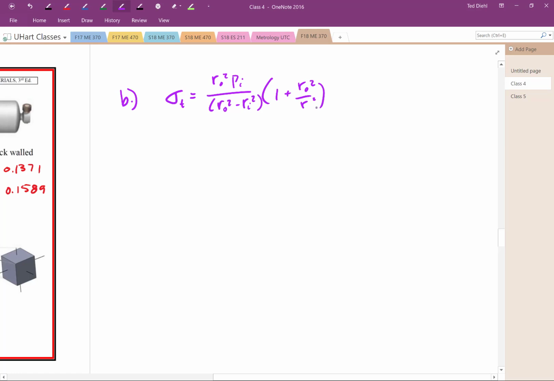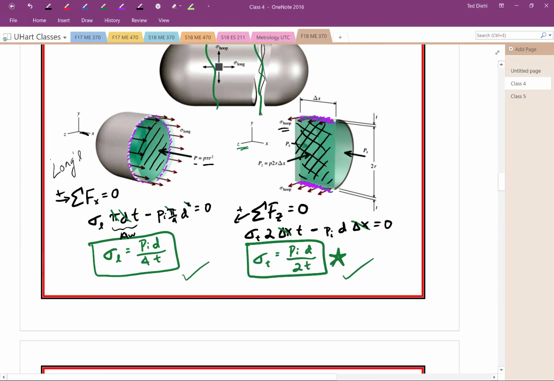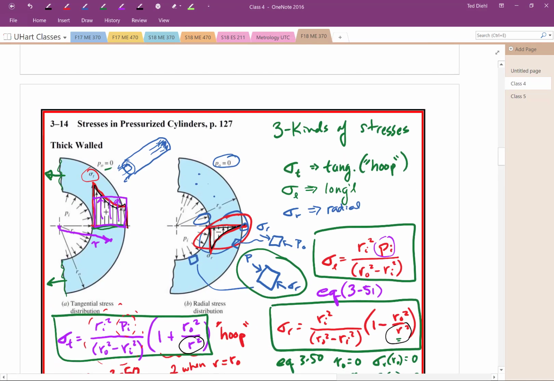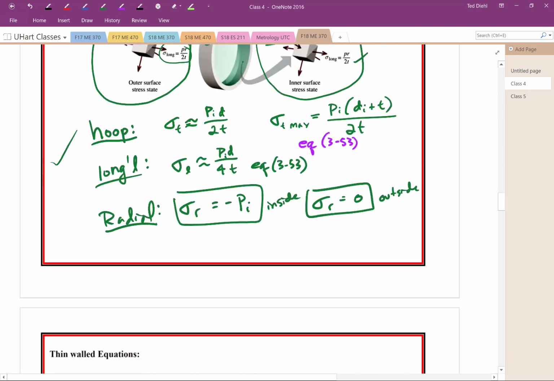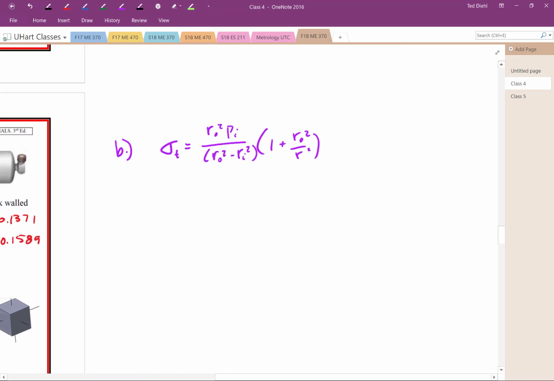And what did we decide? It's going to be on the inside. So we decided we wanted to be on the inside of the tank because that's where the maximum hoop stress is going to be. If you remember this diagram up here, the maximum hoop stress is on the inside. So that's a good place to check. It's actually good to check an element on the inside and the outside, to be thorough.